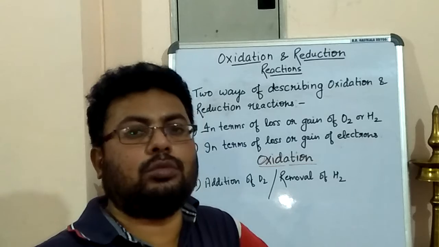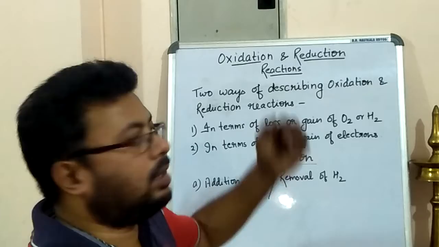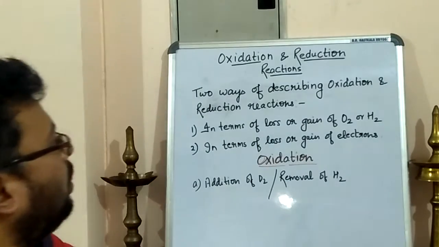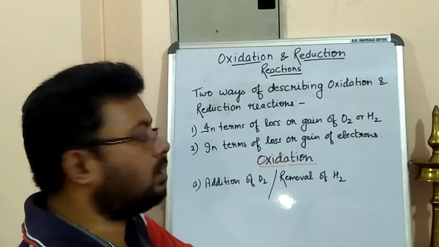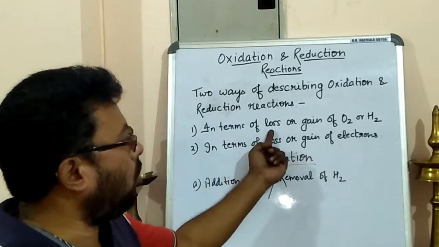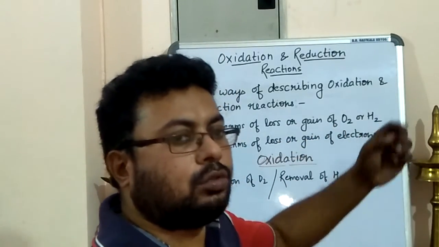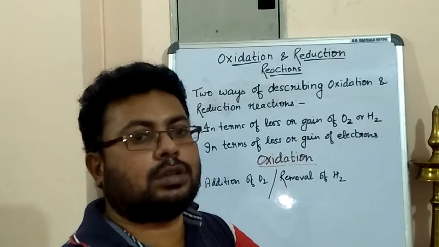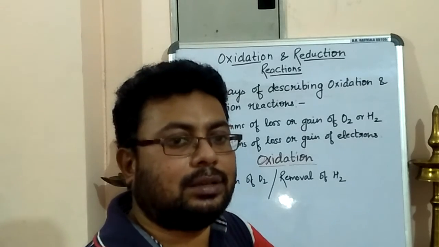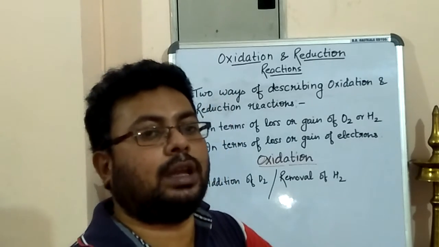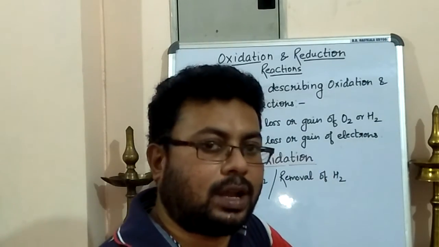Before moving on to redox reactions, we should first understand what oxidation and reduction reactions are. There are two ways of describing them. First, in terms of loss or gain of oxygen or hydrogen. From any compound, if oxygen is lost or gained in a reaction, or if there is a loss or gain of hydrogen, we can describe it as oxidation or reduction.